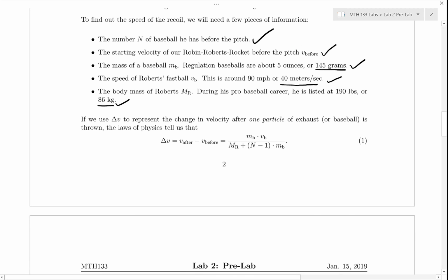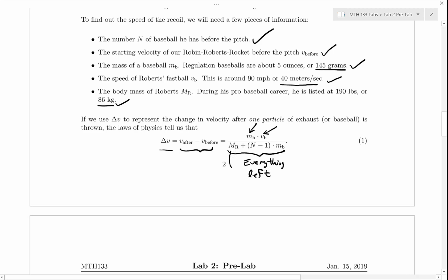So if we use delta V to represent the change in velocity after one baseball is thrown, we can get a kind of crazy long equation for it right here. So delta V is the change in velocity, and that's equal to the mass of one baseball times the velocity that the baseball was thrown at. And then on the denominator here is the mass of everything left. This is everything left after throwing one baseball.